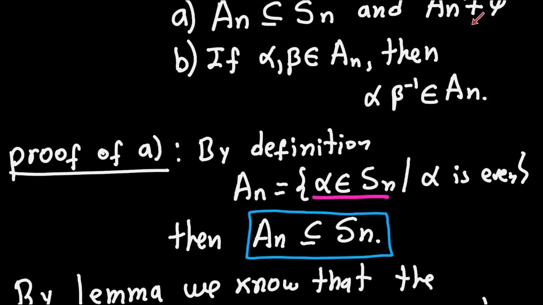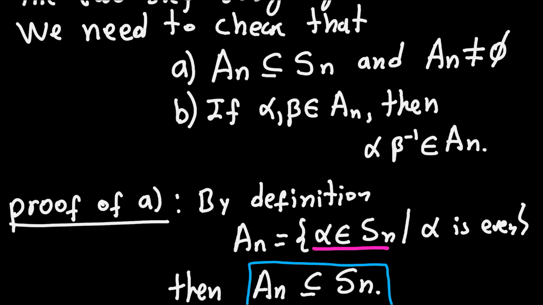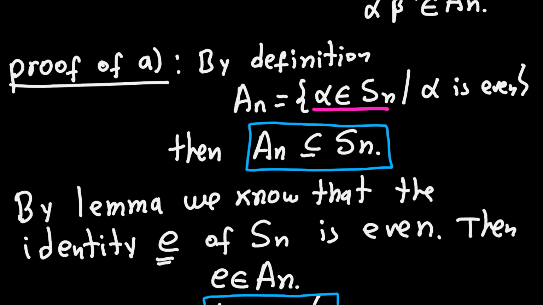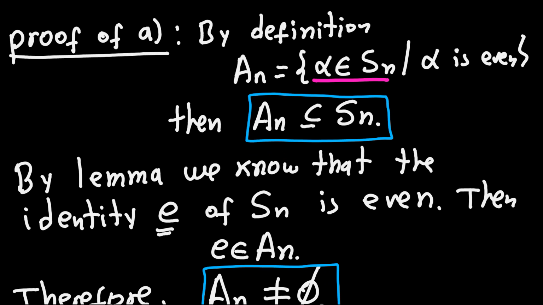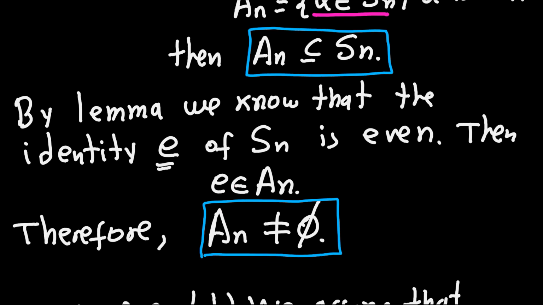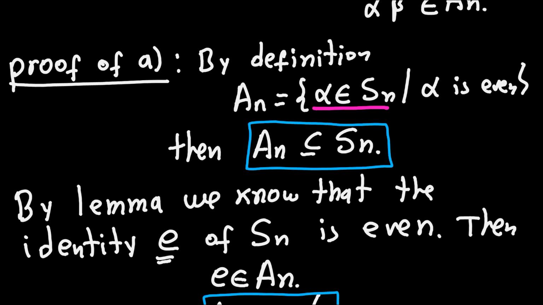And the next part is to prove that An is not empty. Usually, when you want to do this, you check that the identity is here. It doesn't have to be, but the identity is usually the one that you use to check that the set is non-empty. And that's what we're going to do here. Now, by the lemma that we mentioned already, which is proved by mathematical induction, we know that the identity is even. So the identity of Sn is even. Because it's even, An contains all the even elements of Sn, so that means the identity is in An. So An is not empty. So that's part A.